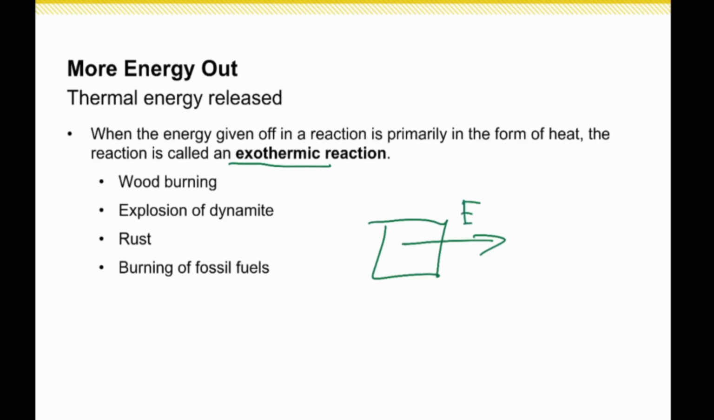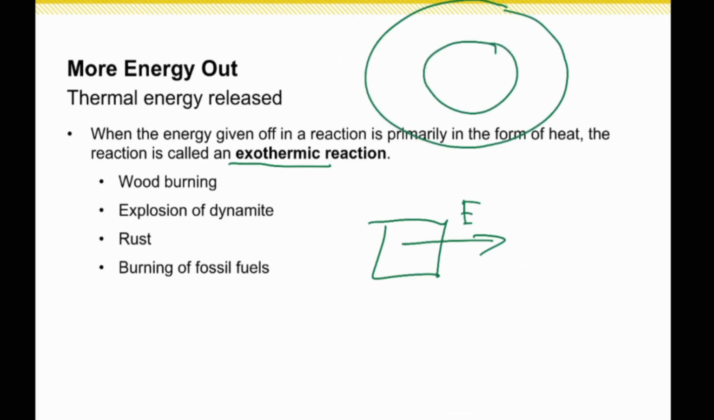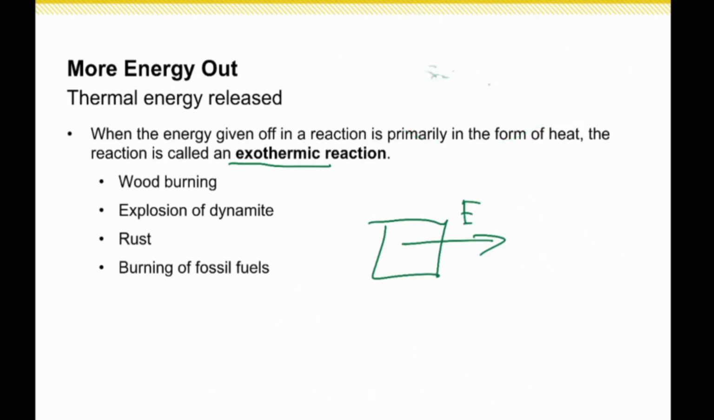And so in terms of exergonic reactions, if this represented all exergonic reactions, exothermic reactions would be part of that. So all exothermic reactions are exergonic, but not all exergonic reactions are exothermic. Here are some examples where heat would be released: wood burning, explosion of dynamite, rust, burning of fossil fuels. Those are all examples where heat is released.